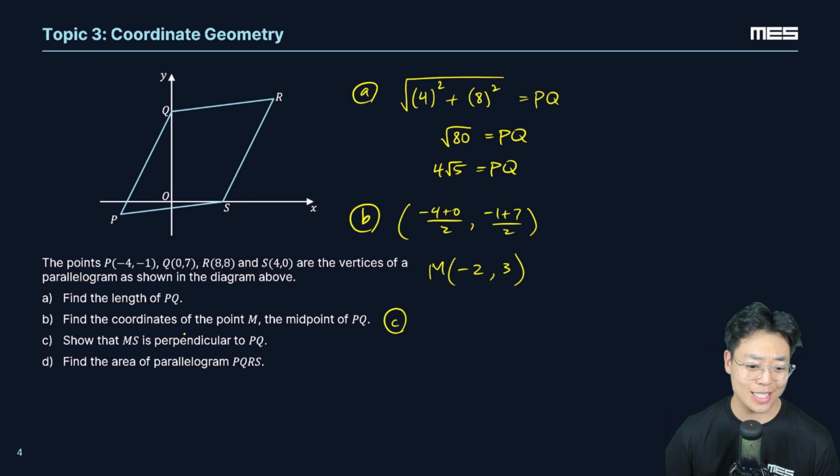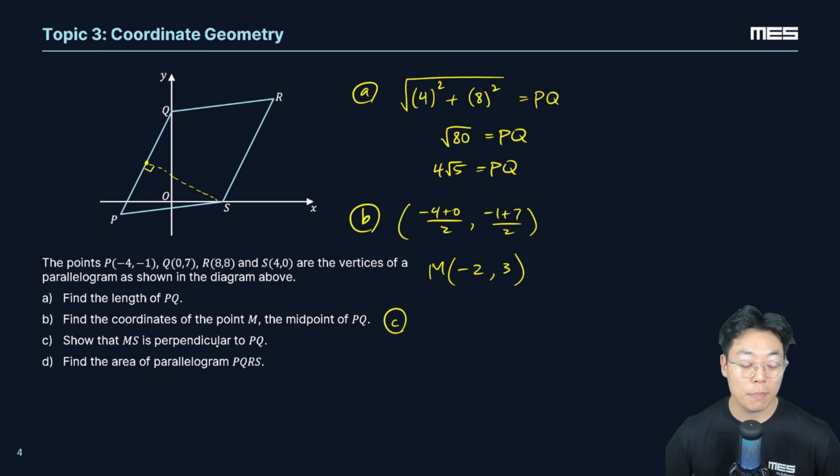Show that MS is perpendicular to PQ. M is the midpoint right here. So we're talking about this line is going to be perpendicular to PQ. We're going to show that. So it's telling us that MS and PQ are going to be perpendicular.